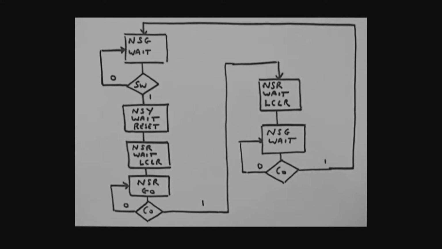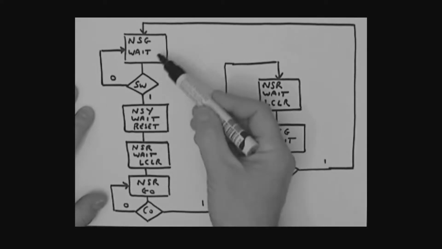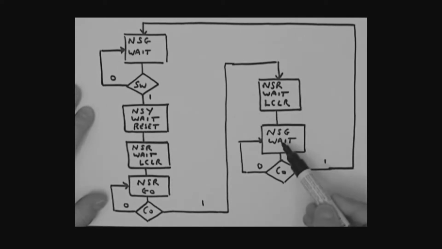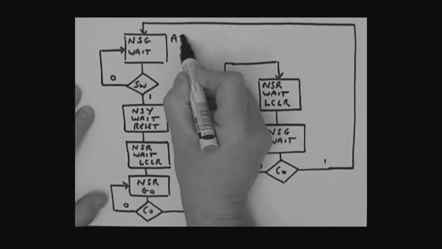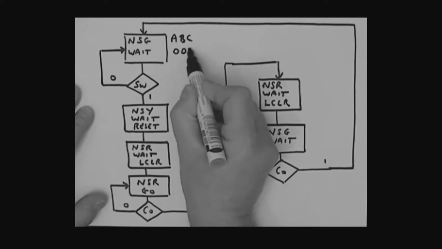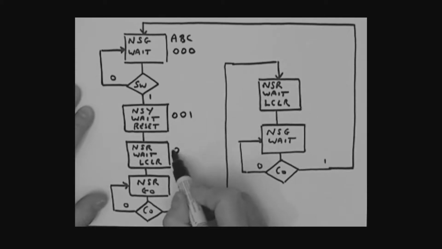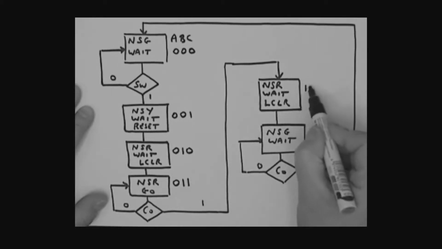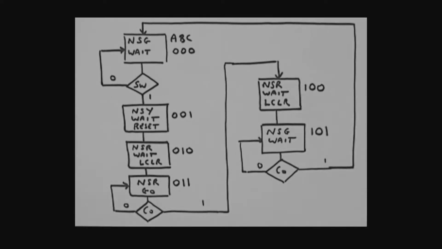Alright, state diagram then. Now what we need to do is label these states. We have 1, 2, 3, 4, 5, 6 states, so we're going to need 3 state variables. Let's do this: this would be A, B, C. This is the 0, 0, 0 state. This would be the 0, 0, 1 state. This could be the 0, 1, 0 state, the 0, 1, 1 state, the 1, 0, 0 state, and then of course this would be the 1, 0, 1 state. So there we are. We've labeled our states.